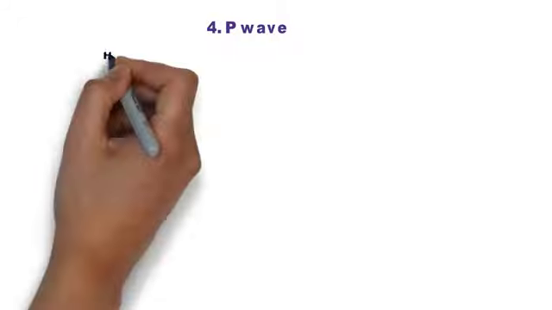Step 4 is P wave. So first of all, see whether the P wave is present or not. If present, see the morphology. For P wave morphology, we'll look at lead 2 and V1.